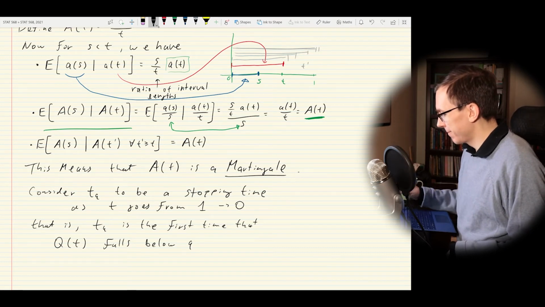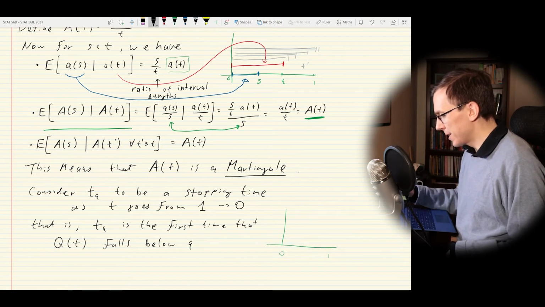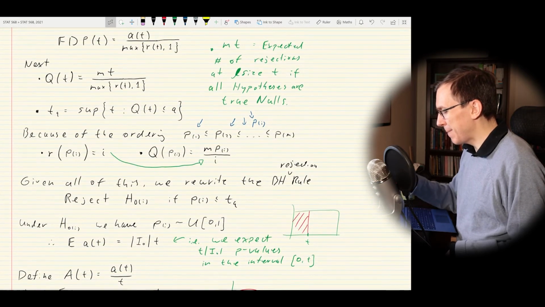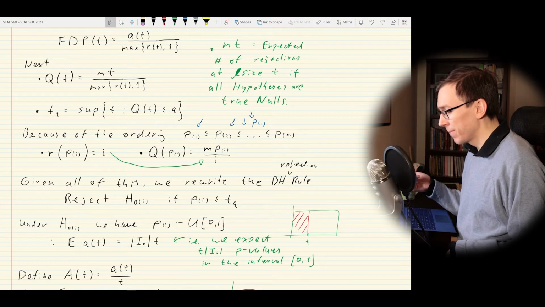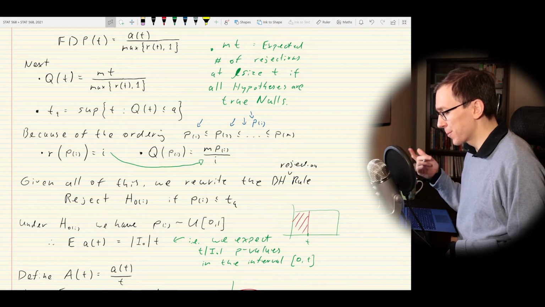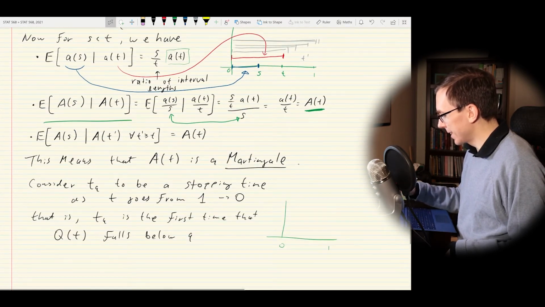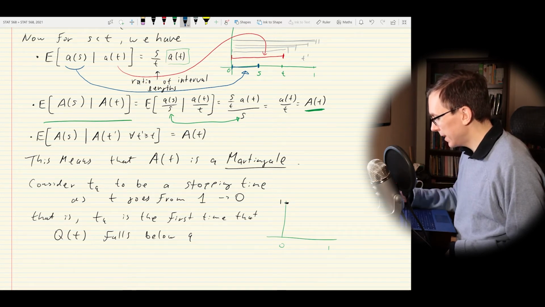So again, I can draw a picture. It's not a great picture, but just to give you an idea: what is QT? Do we even remember at this point? QT is the expected number of rejections divided by the actual number of rejections. So when T is equal to 1, this is M divided by M, which is just 1. When T is equal to 0, this thing goes to 0. So I don't know what this thing's going to do, but let's switch colors.